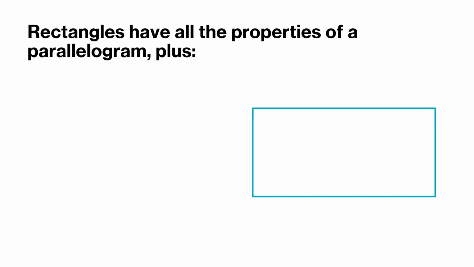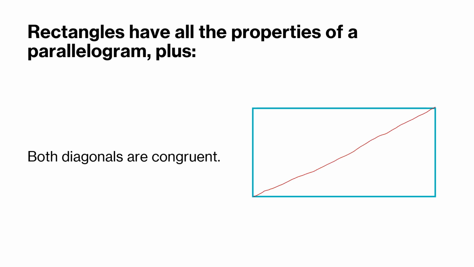The other property that rectangles have is that both of their diagonals are congruent. So if I measure across here and I measure across here, I'm going to get the same length both times. This is actually a really useful property of rectangles.